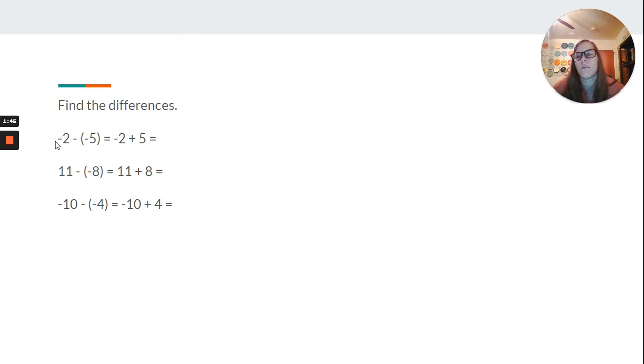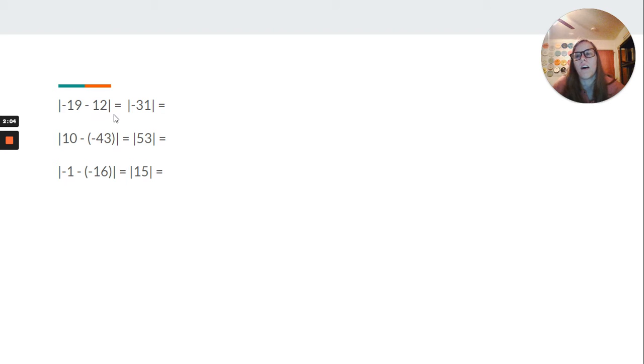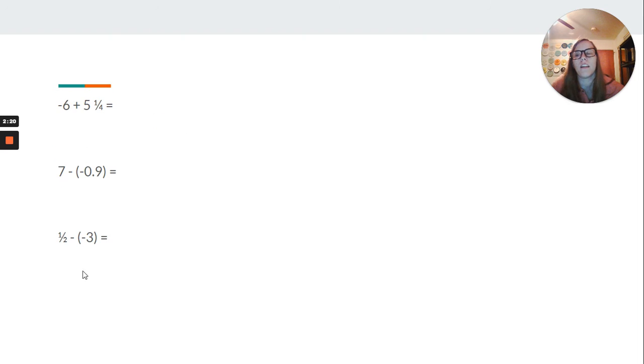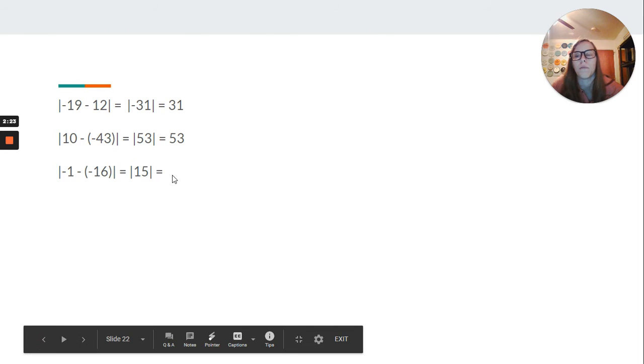Find the differences. So -2 minus -5 is -2 plus 5, which equals 3. 11 minus a -8 is 11 plus 8, which is 19. -10 minus a -4 is -10 plus 4, which gives us -6. -19 minus 12, so plus -12, gives us a -31, but using absolute value, it's 31. 10 minus a -43 is 53, still 53 after absolute value. -1 minus a -16, so plus 16 is 15, and I forgot the answer there, but that should also be 15.